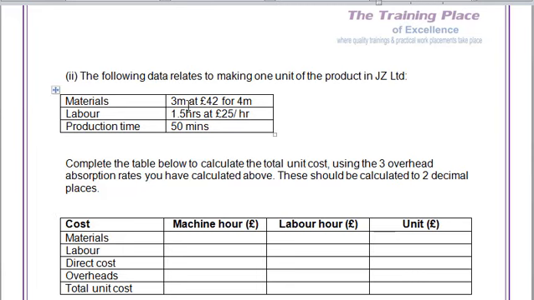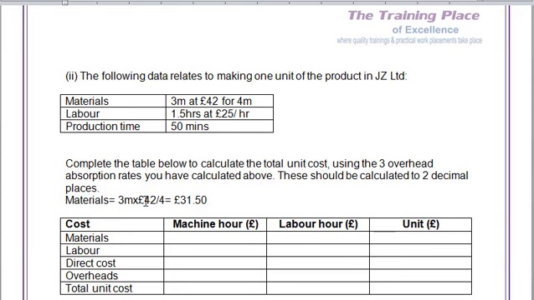So you have your material cost, which tells me there are 3 meters and it costs me £42 for 4 meters. So to find the cost of my 3 meters, I have to do 3 times 42 divided by 4. And that will leave me with the cost of materials that is used per unit of product that you make.